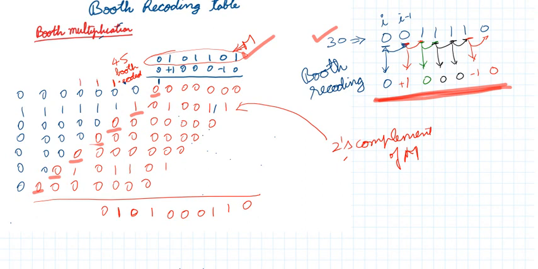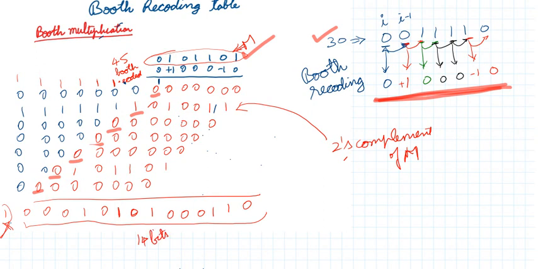1 1 we have, the sum is 1, the carry is 1. Then 1 1, the sum is 0, the carry is 1, three times in a row. This carry we can ignore because the entire answer is in 14 bits.